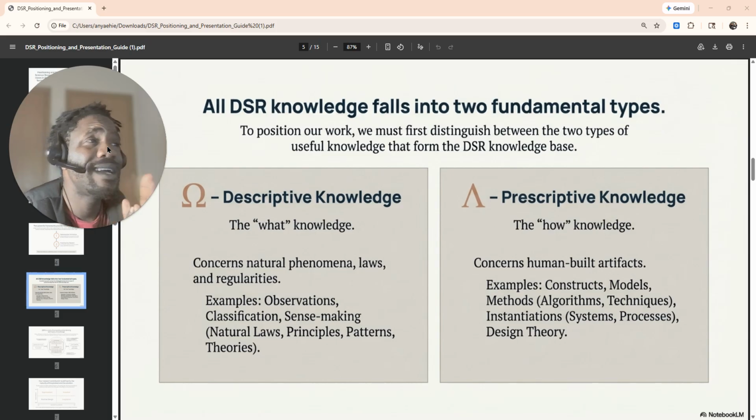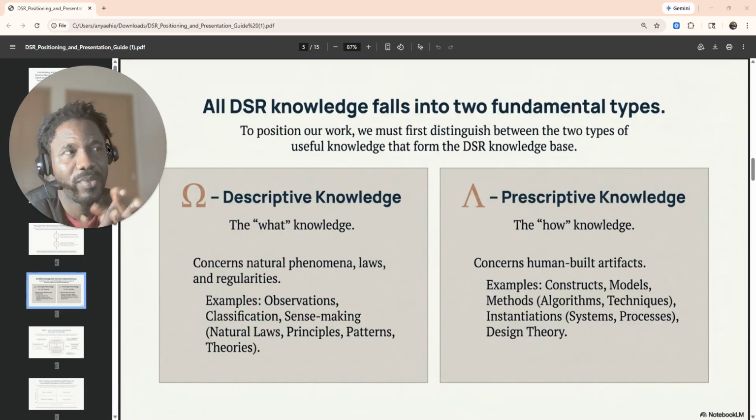Now, all design science knowledge falls into two fundamental types. To position your work, you must first distinguish between the two types of useful knowledge that form the design science knowledge base. Now, when it comes to design science, there are two knowledge bases that work in design science: the descriptive and the prescriptive. Now, you have to ask me how.